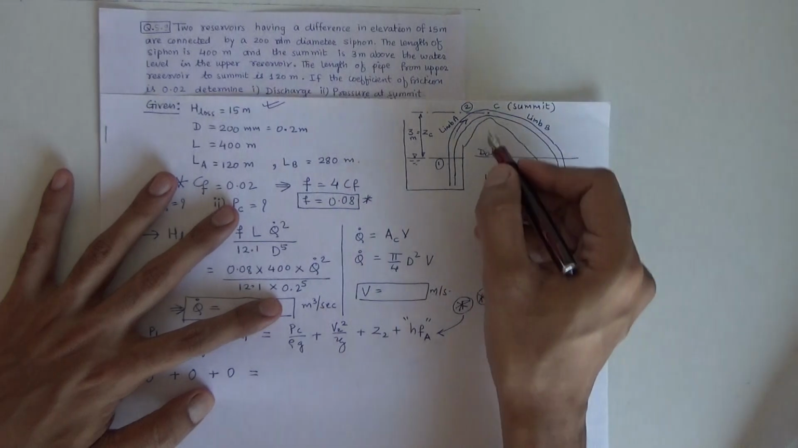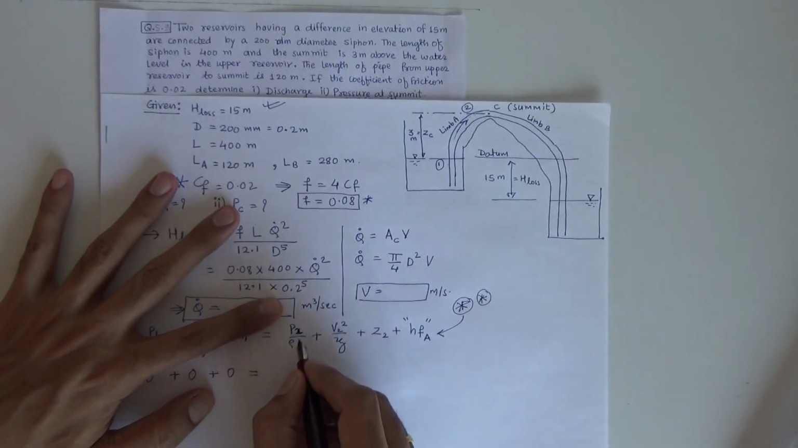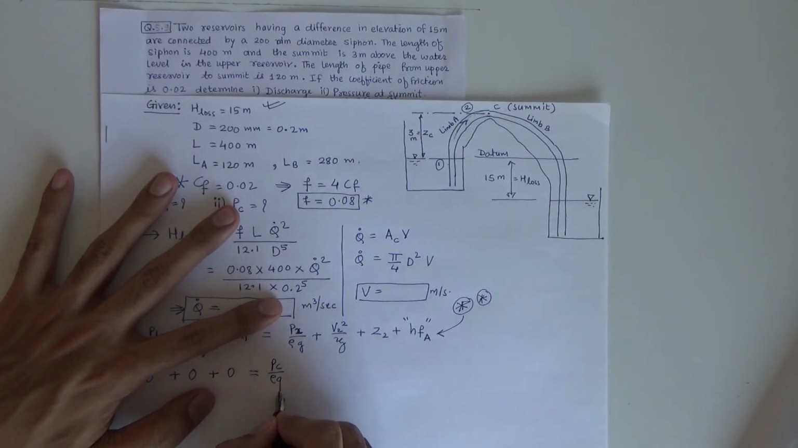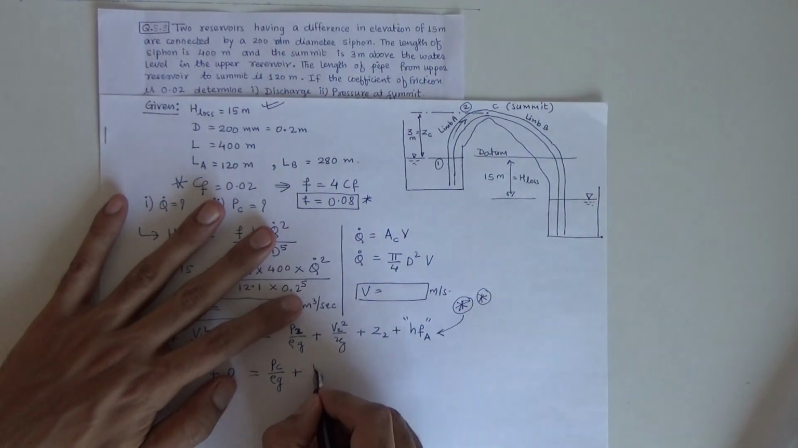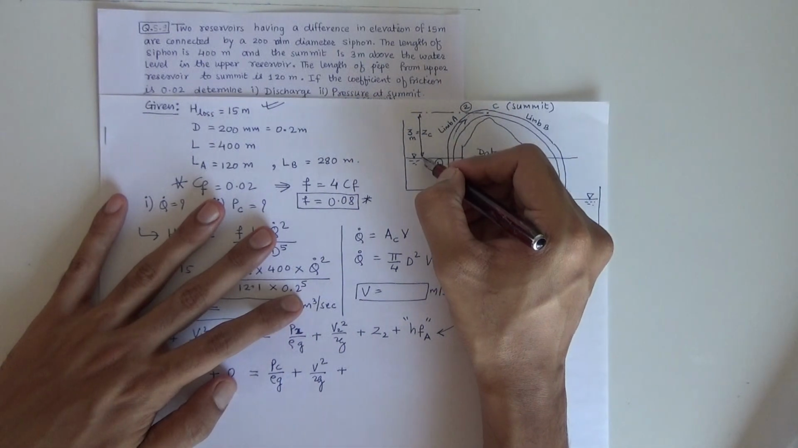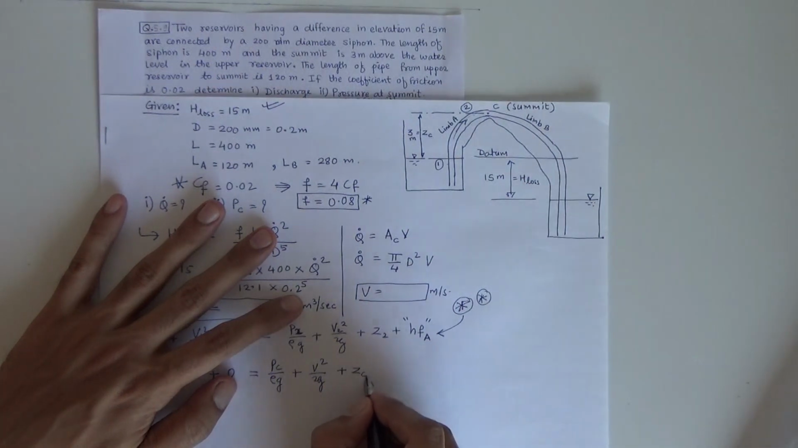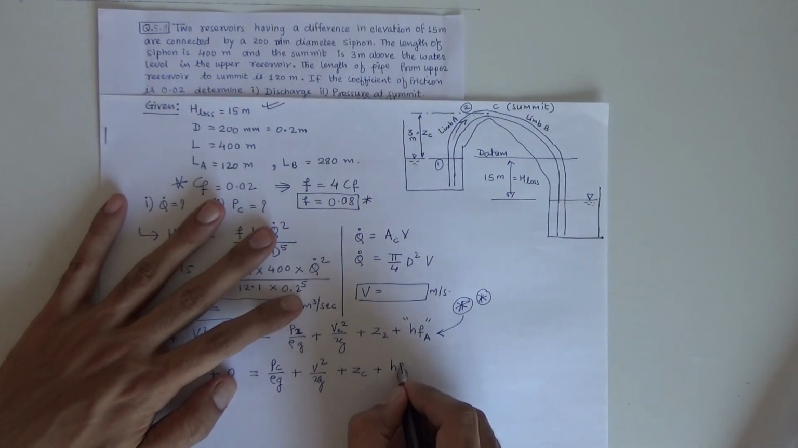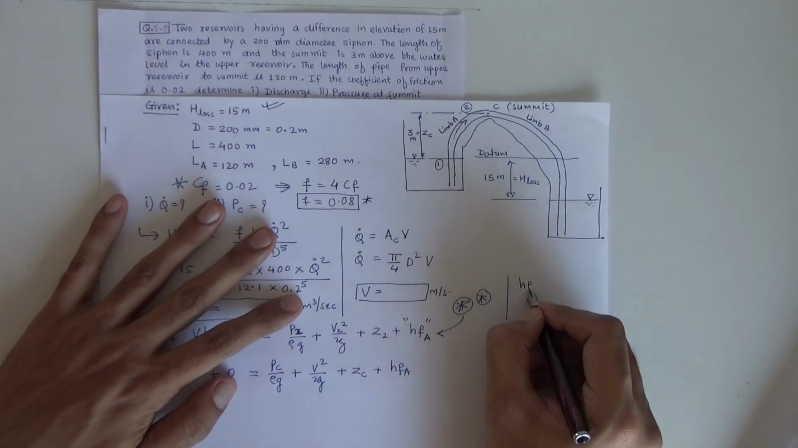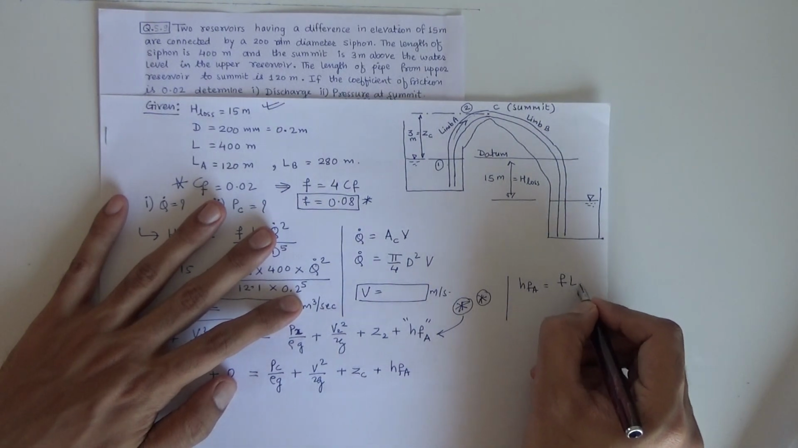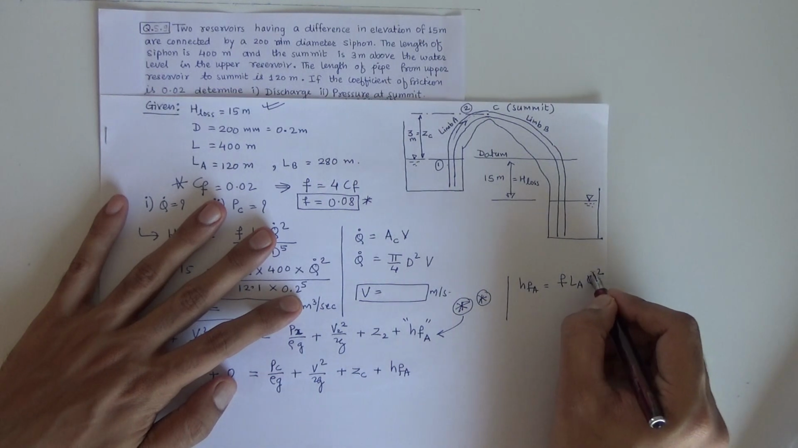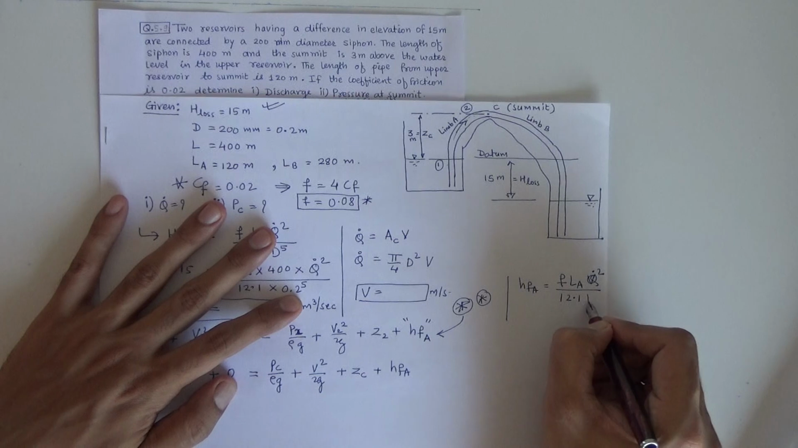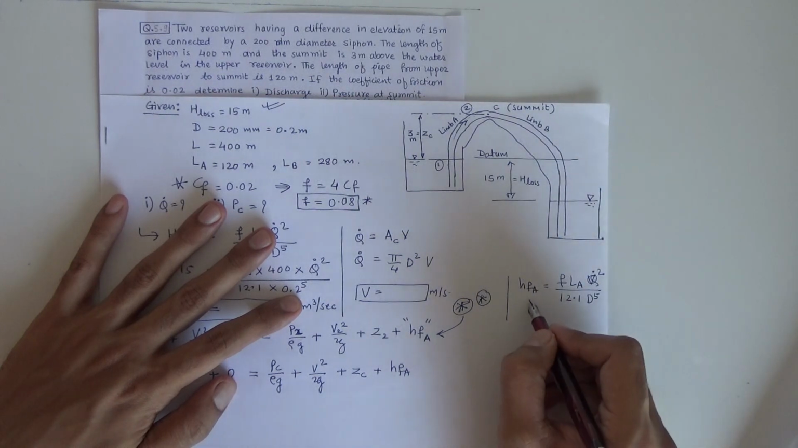Now PC means P2. This was P2 upon rho g, that is nothing but PC upon rho g, that is to be calculated. Then V square upon 2g is known to us, plus Z2, which is ZC, that is 3 meter. And HFA we can compute as FLA, very important, FLA Q square upon 12.1 into d raised to 5. So with this formula you can compute the HFA.